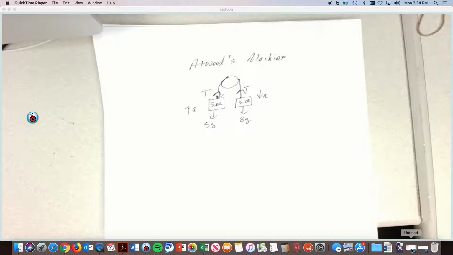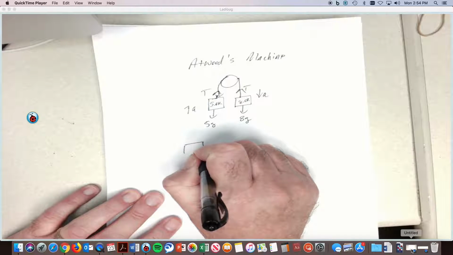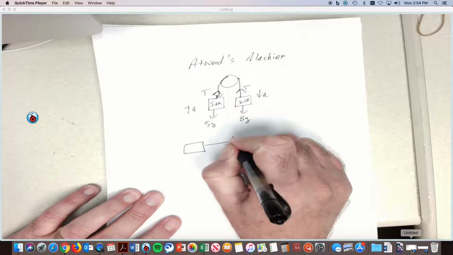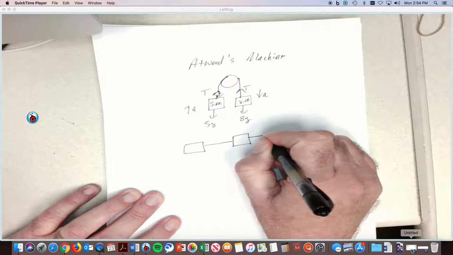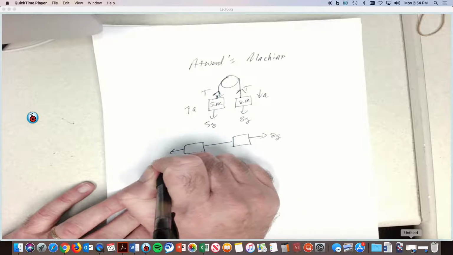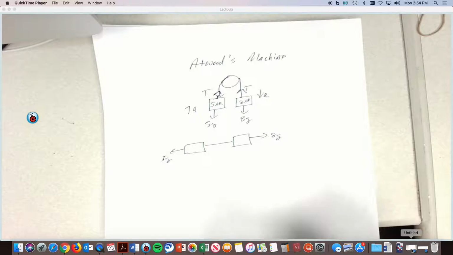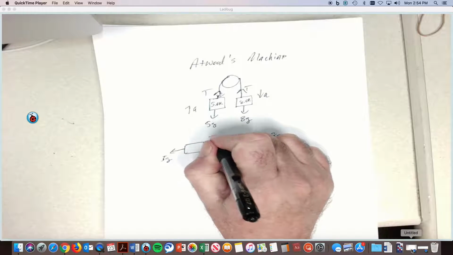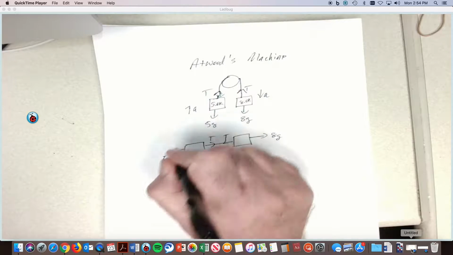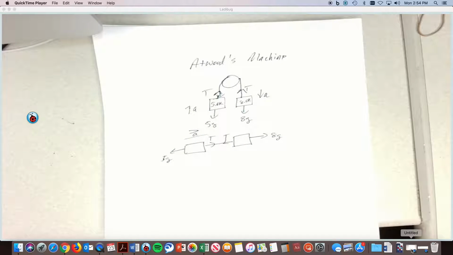Again, make it a train. I always make these guys a train. So you've got 8g being pulled here, but this time we have a 5g being pulled here. All we did was just straighten it out. We've got the same tension here, same tension going here, and this whole system again is accelerating this way.